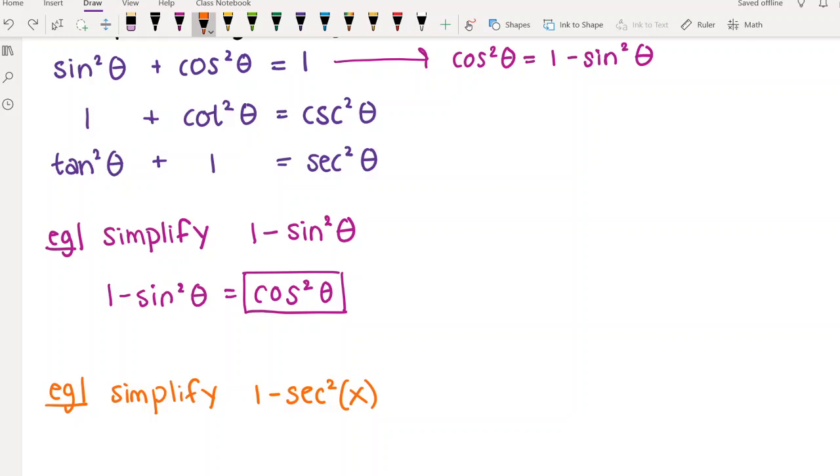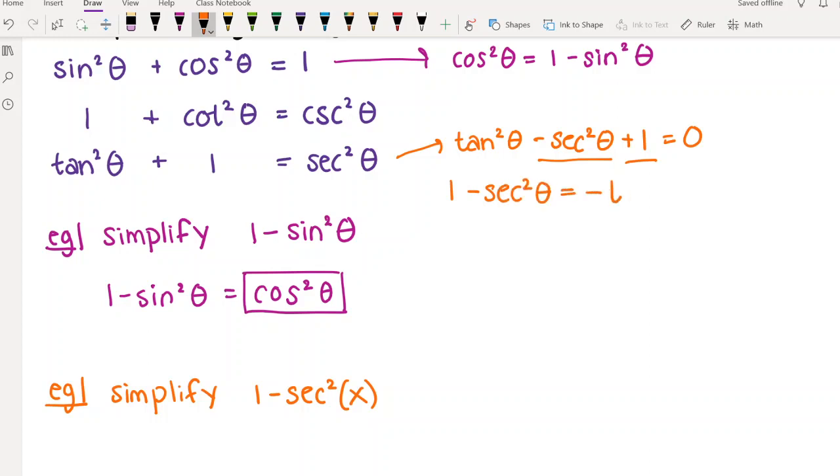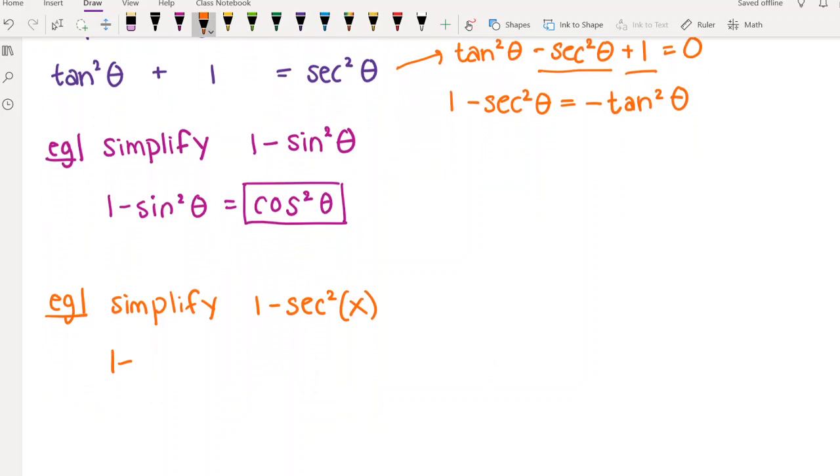Let's subtract secant squared from both sides. If we subtract secant squared from both sides, we'll get tangent squared of theta minus secant squared of theta plus 1 is equal to 0, right? And then we can subtract tangent from both sides, because negative secant squared plus 1 is the same thing as 1 minus secant squared. So if we subtract tangent from both sides, we get 1 minus secant squared of theta is equal to negative tangent squared of theta. And so that tells us that our simplification is that 1 minus secant squared of x is equal to not just tangent squared, but negative tangent squared of x.